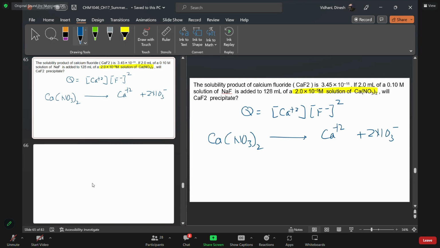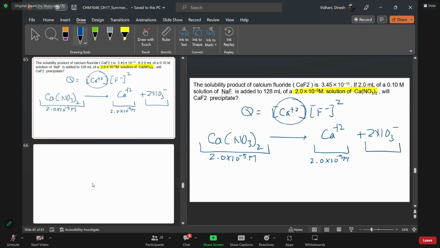What is the strength? We are given 2.0 × 10^-5 molar, so the calcium ion concentration has to be 2.0 × 10^-5 molar. Now the nitrate is a spectator ion. I don't need the value for that one, because for Q, I need calcium ions and fluoride ions only. So I'm not going to bother about the spectator ions like sodium ions and nitrate ions.